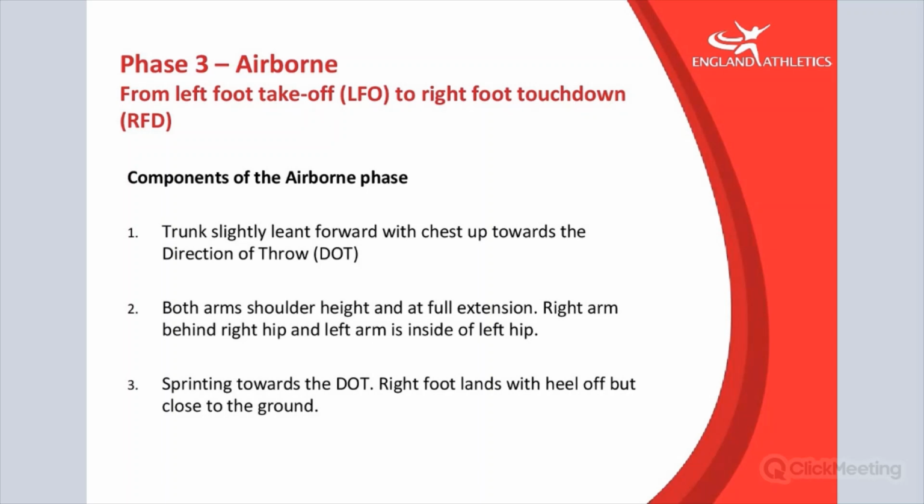The components of this phase are: the trunk is slightly leant forward with chest up towards the direction of throw. Both arms are still at shoulder height and at full extension, right arm behind right hip, left arm inside of left hip. The third point is that we then want to see them sprinting towards the direction of throw. And the right foot lands in the middle of the circle with the heel slightly up. So the heel's off the floor, but quite close to the ground, probably a centimetre or half an inch off the floor.